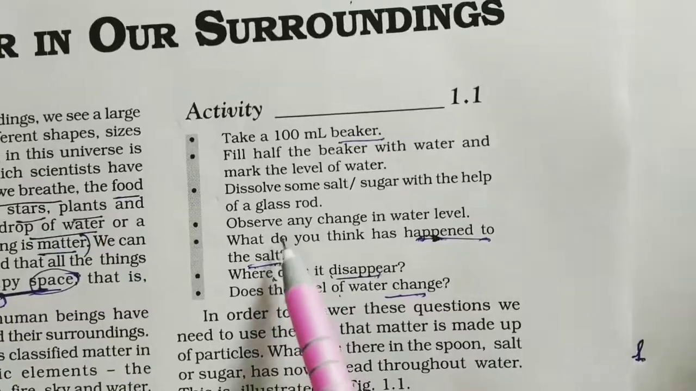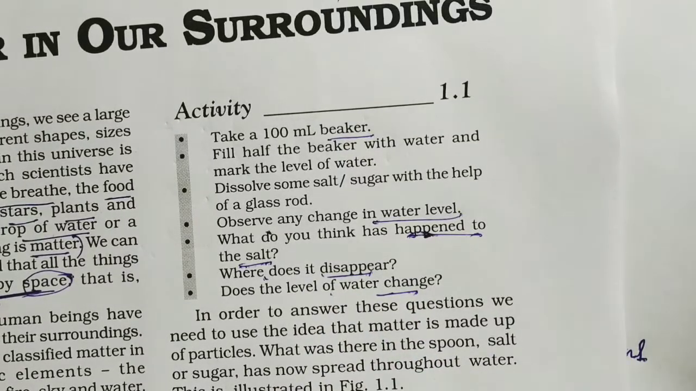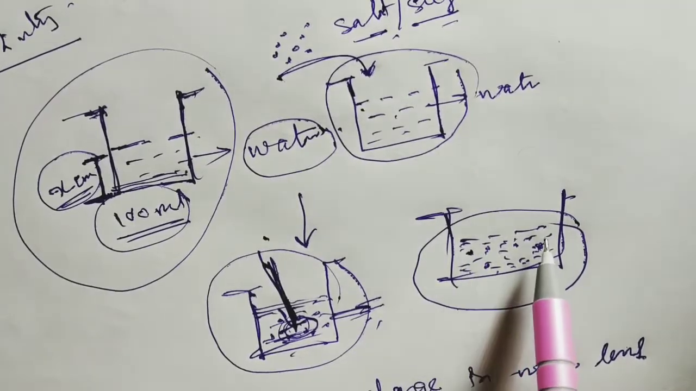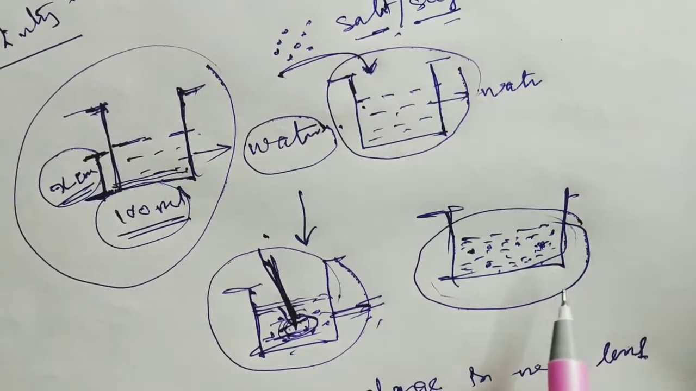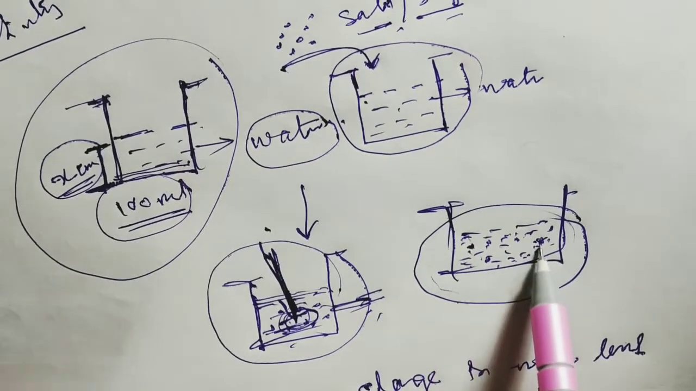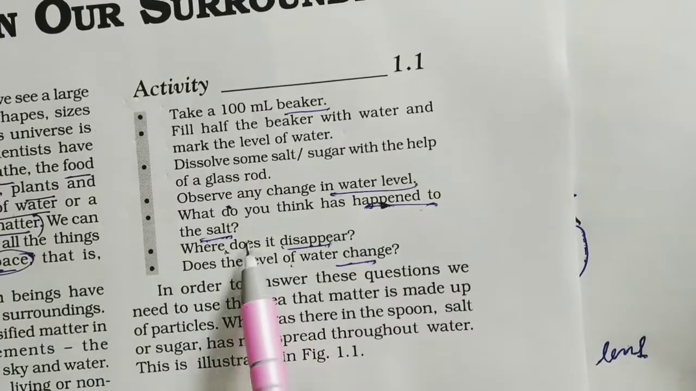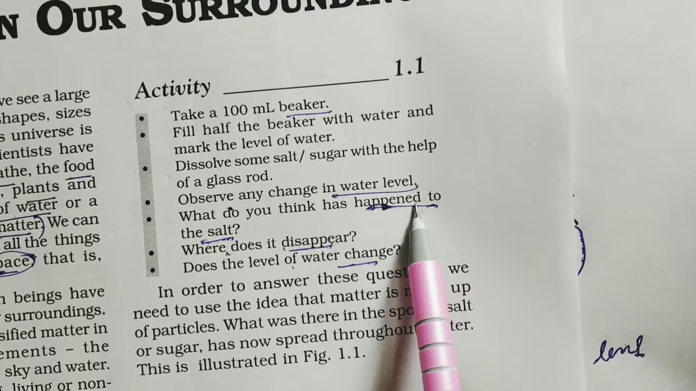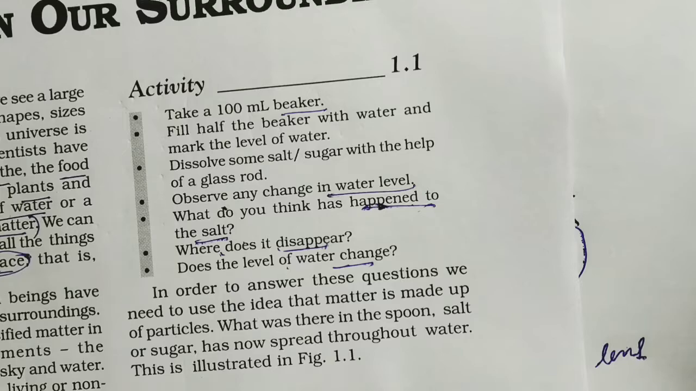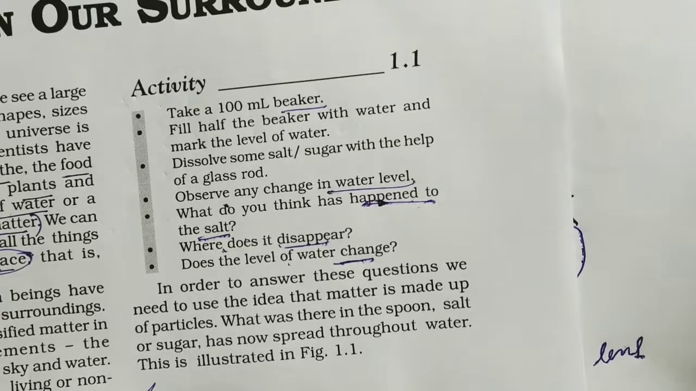So the first question: do we observe any change in water level? No. We have not observed any change in the water level because the particles of salt and the particles of water mix with each other, and the particles of salt occupy the space between the particles of water. Where does the salt disappear? It has dissolved in the water. Does the level of water change? No.